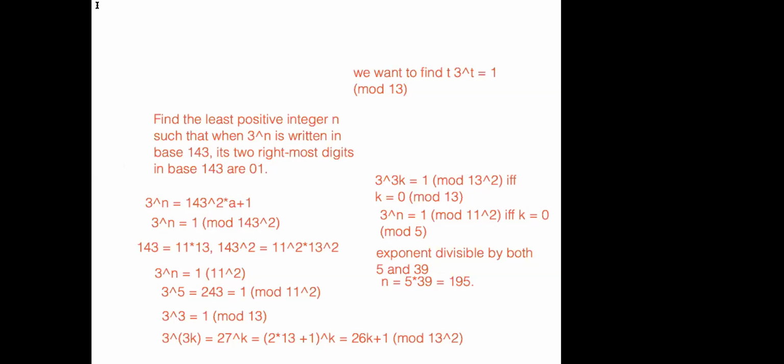Somebody said, why is the exponent divisible by 5 and 39? Well, we know that this is congruent to 1 mod 143 squared, so we can decompose it into 11 squared and 13 squared. We know that 3 to the 5th is congruent to 1 mod 11 squared. That's the smallest number that is. And 3 to the 39 is congruent to 1 mod 13 squared. That's also the smallest number that satisfies that. So that means that if 3 to the n is congruent to 1 mod 143 squared, then 3 to the n has to be congruent to 1 mod 11 squared and 13 squared. So 5 and 39 both have to divide n.